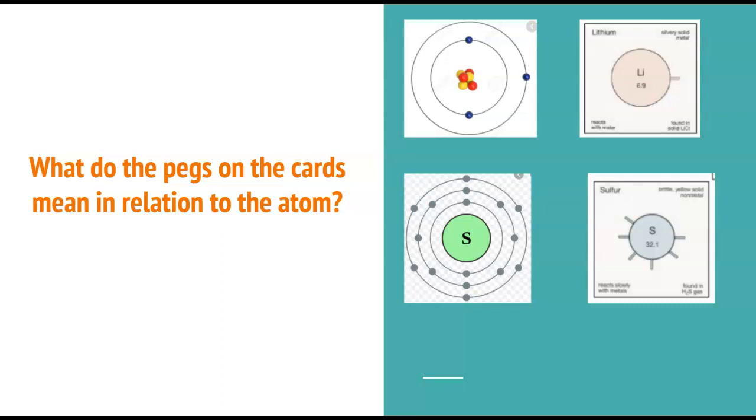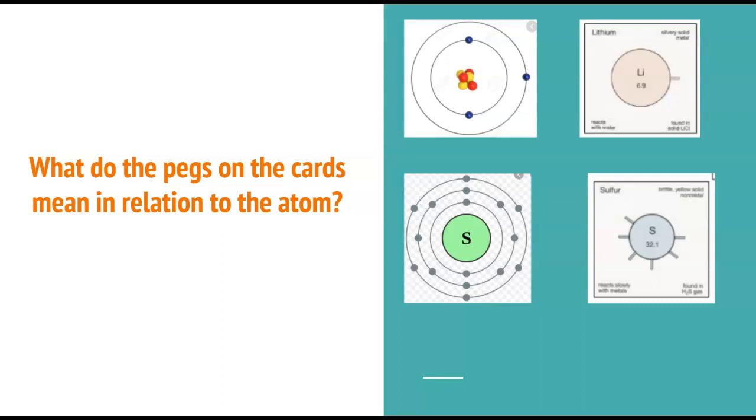And just as a reminder for patterns, as you go down the periodic table, in the same group, you always had the same number of pegs, which means you always have the same number of valence electrons. As you move across the periodic table, you always had 1 more peg. On the far left, it started with 1 peg, then it moved to 2, 3, 4, all the way to 8.